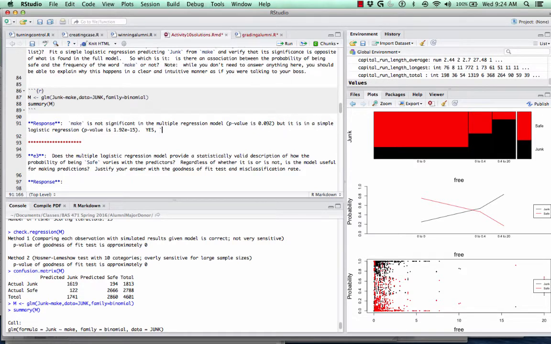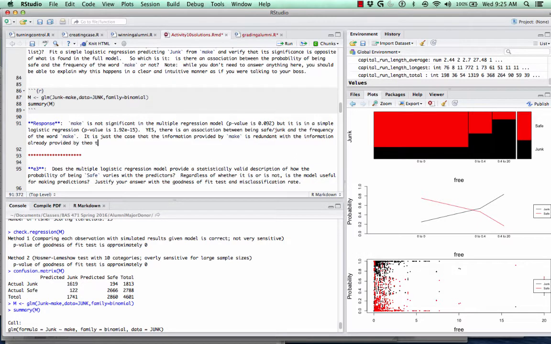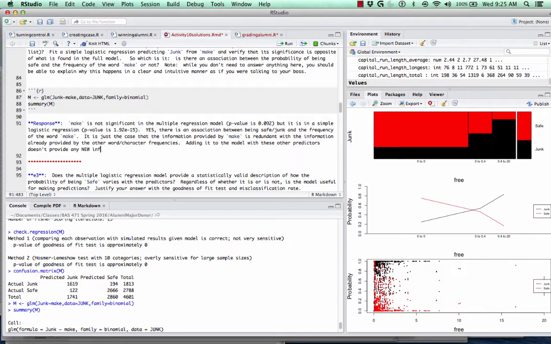So yes, there is an association between being safe or junk and the frequency of the word make. It is just the case that the information provided by make is redundant with the information already provided by the other word and character frequencies. Adding it to the model with these other predictors doesn't provide any new information, basically.